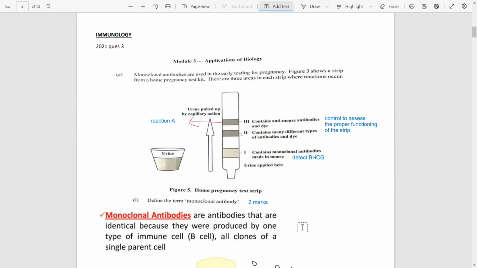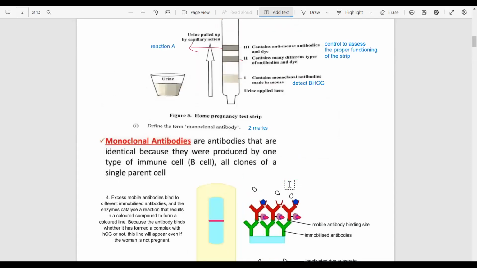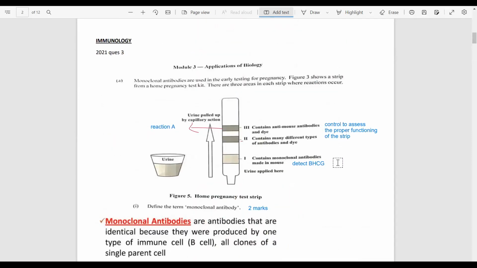All right, so we've done that. So let's go back down. Look at B now, where the mobile antibody is binding to the beta HCG molecules. So at which strip would reaction B be found now? That would be at number 1.